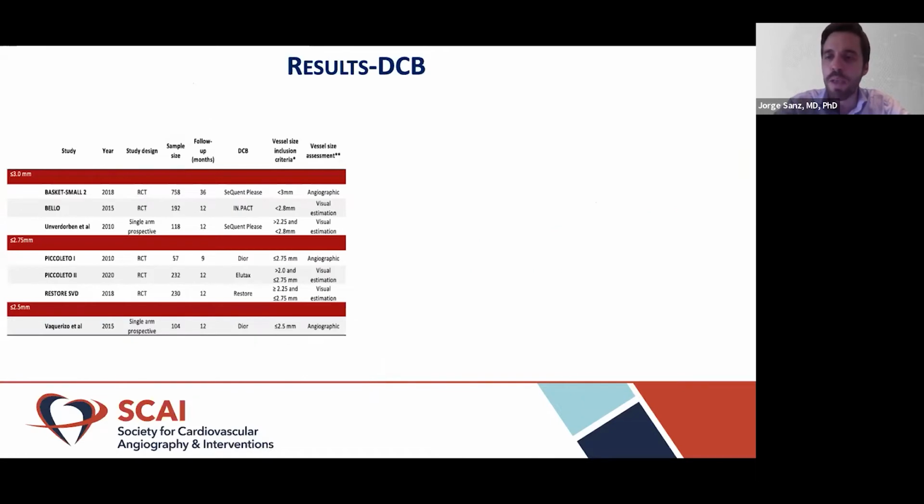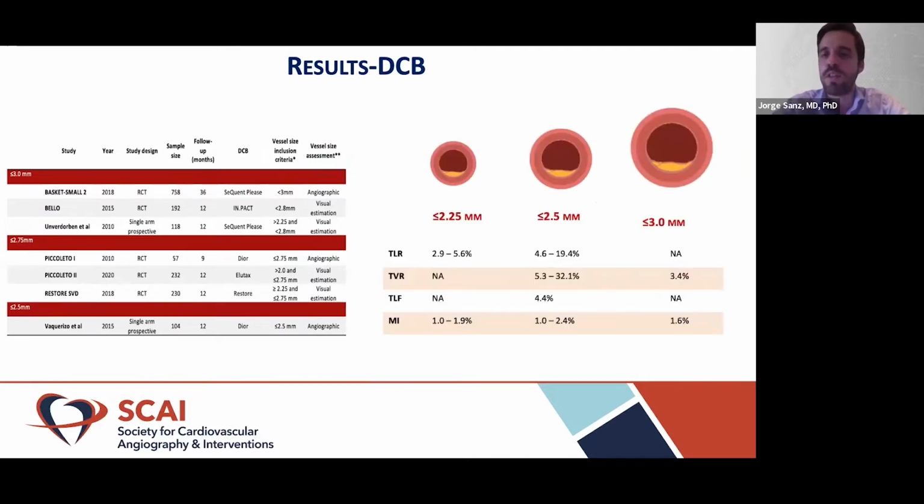When evaluating patients undergoing PCI with drug-eluting balloon, this is the result. These are the trials that we included. Again, the follow-up was very heterogeneous, and the way that the vessel size was assessed was also heterogeneous, and we were not able to pool the data. So these are the median event rates that are described in the manuscript according to different vessel size.